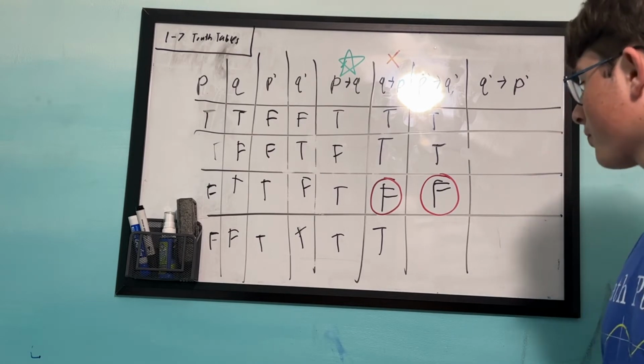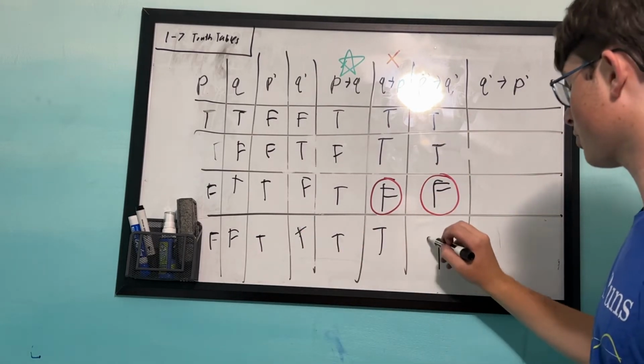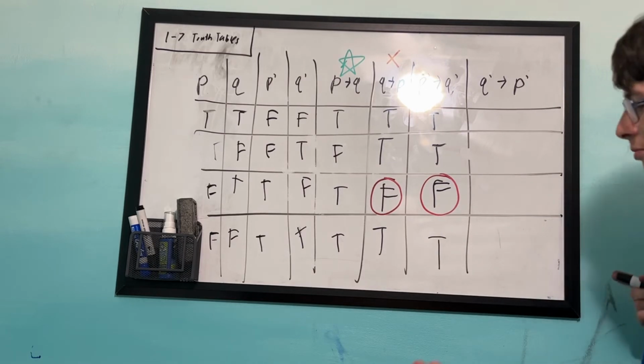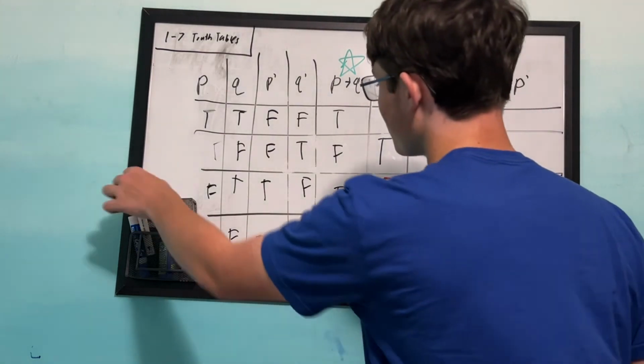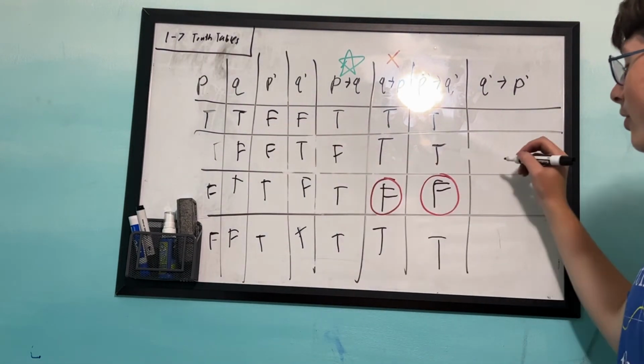Then we got false, false. This is true. So now you're like, well, process of elimination. You're thinking, well, this is going to be the one. Let's see. Not Q, then not P. False, false. That works.